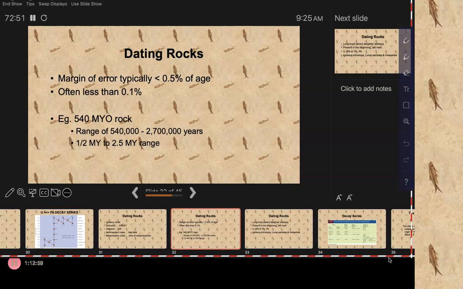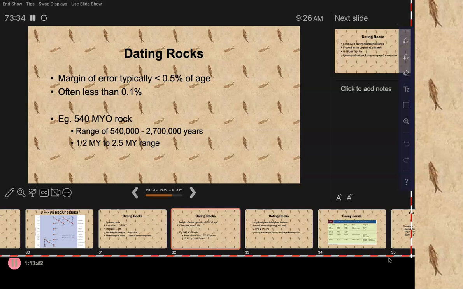They're less than 0.5% typically. Okay, and in some cases, we're looking at 0.1, not even 0.5. So, for example, you've got a rock that's 540 million years old, and you're going to get a range from 540,000 years to 2,700,000. That's huge for us. But again, the rock you're looking at is 540 million years old. So you could say, what's 2 million years and 540? It's not a whole hell of a lot. And especially getting down to 540,000 years.